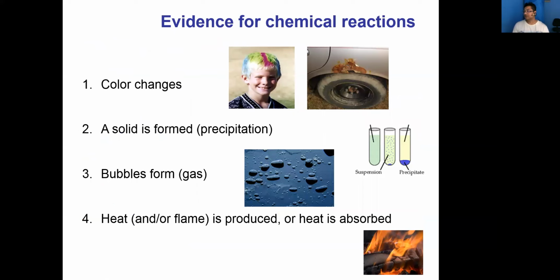Okay, so we see some evidence of a chemical reaction. Color change, okay. Our hair color can change owing to a chemical reaction, that's absolutely right. The rust that we see on the old car in the garage, the bubbles or gas that could form, and burning wood, that's combustion.